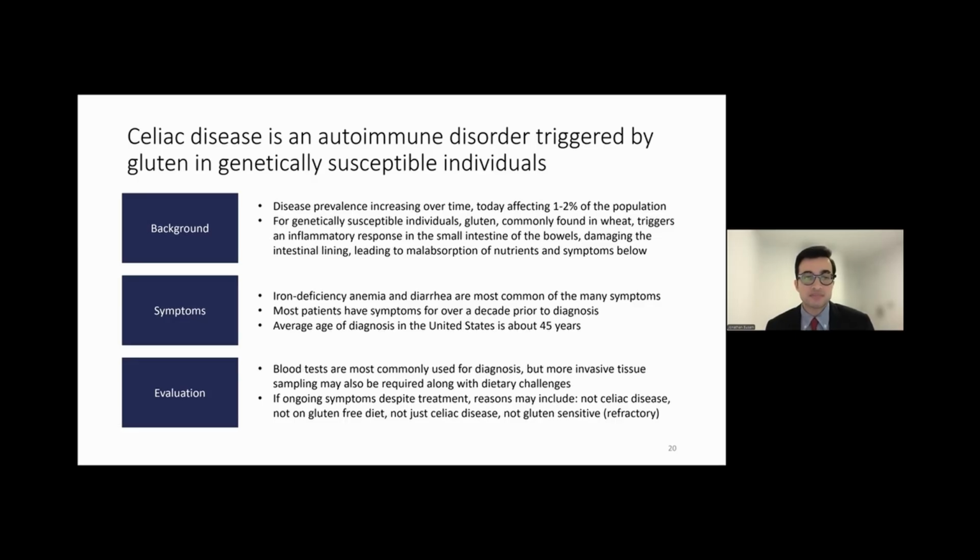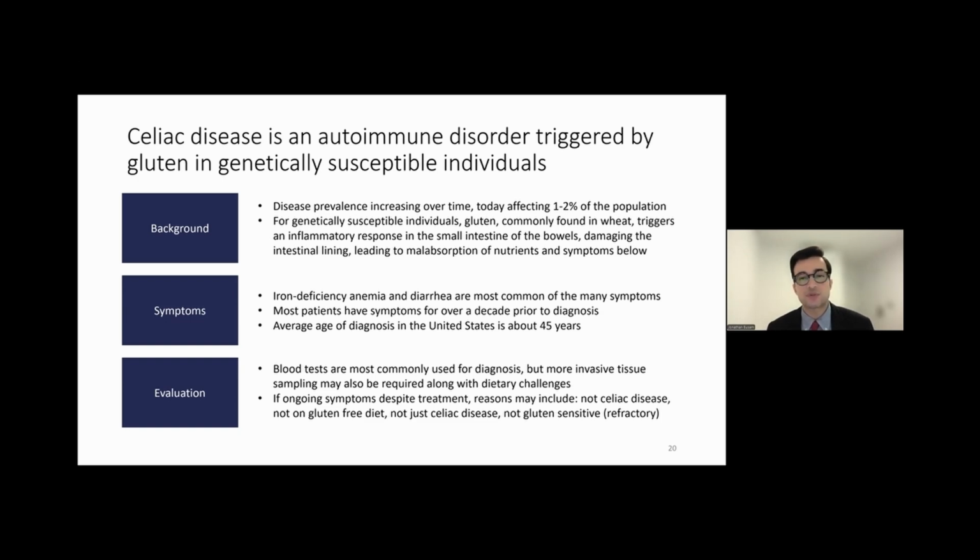And then in terms of other symptoms caused by this inflammatory process, the big ones, you could get iron deficiency anemia, get some diarrhea. There's a whole bunch of symptoms ranging from fatigue to bone health to skin rashes, so many manifestations of the disease. The symptoms can sometimes be mild to pretty severe. As a result, many patients have symptoms for over a decade before they are diagnosed. And most folks are diagnosed around middle age with celiac in the United States.